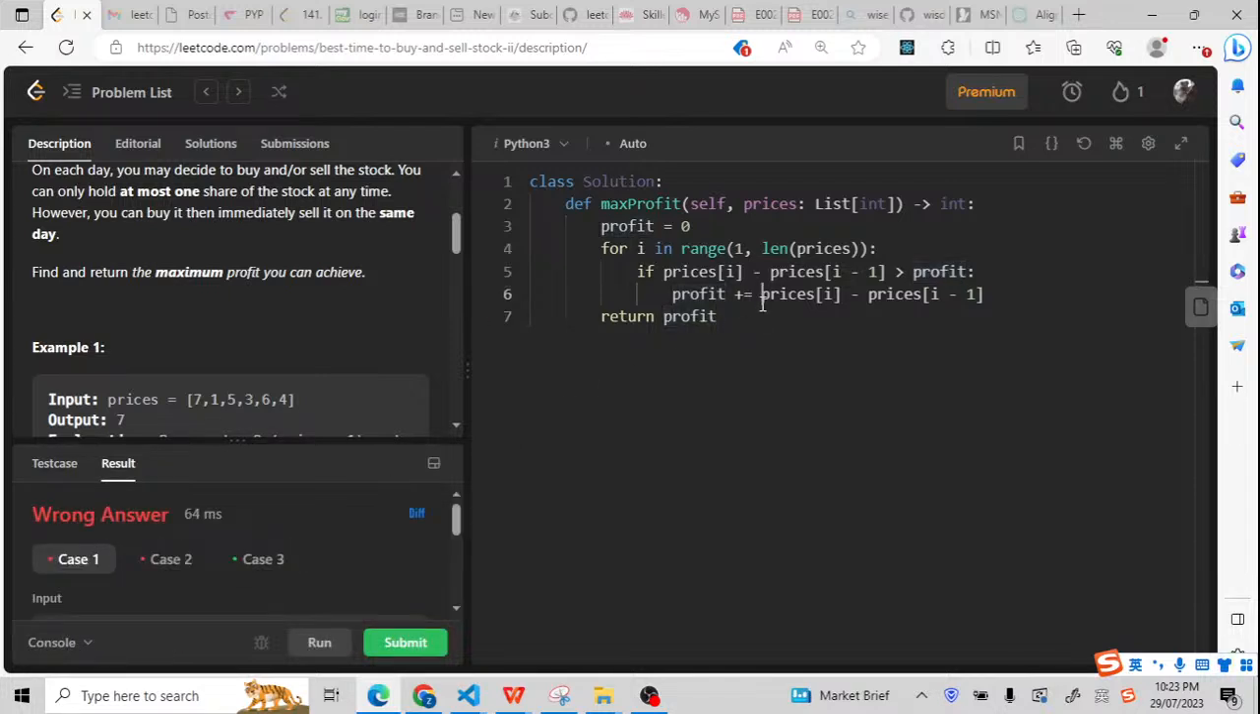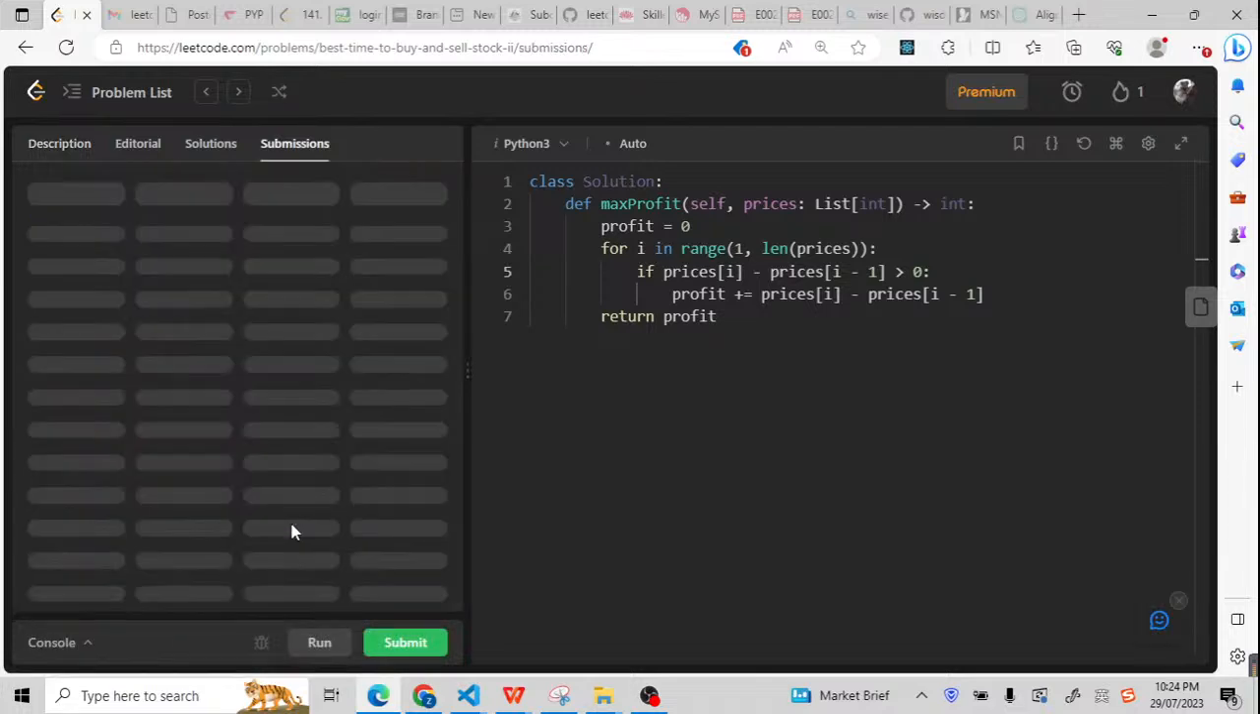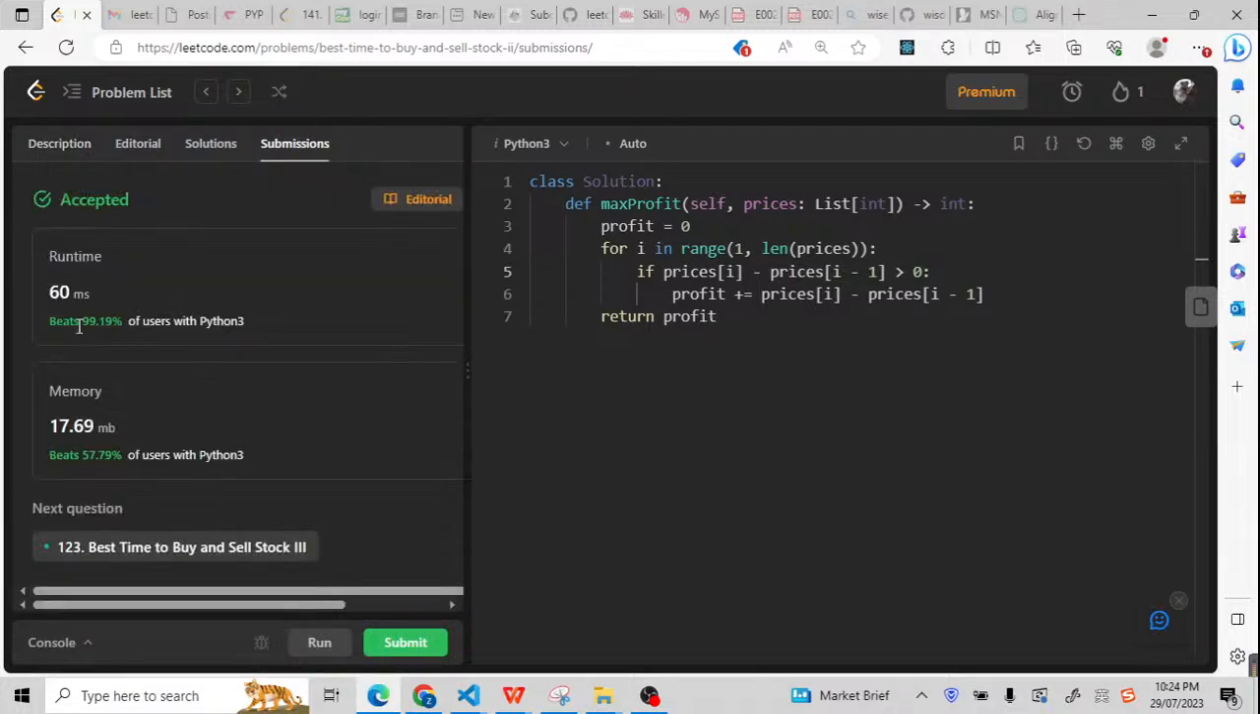Now let me check if there are some mistakes. It's not profit, it's the price difference. This must be a positive number. If it is equal to 0, we don't need to do that because profit plus 0 is also the same. You just need to check more than 0. Now let me run it to check if it is okay. As you can see, it passed all the cases, and now we will test all the testing cases. You see it works, and it's around 99%.